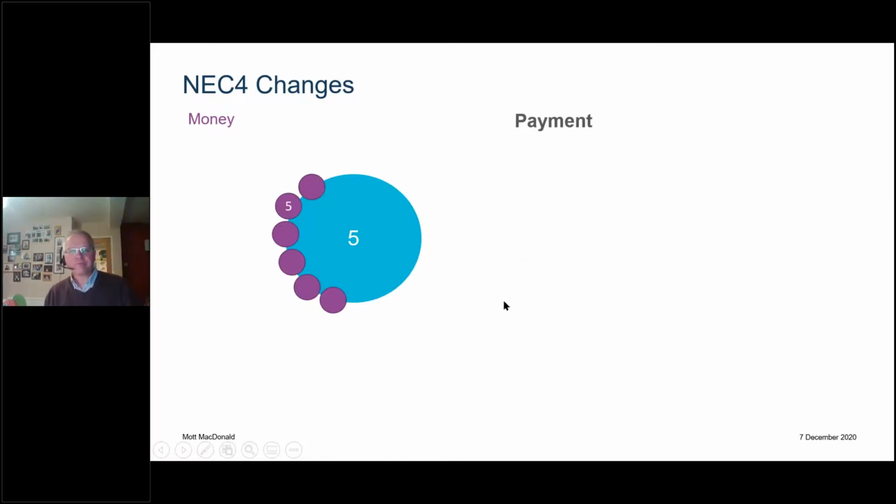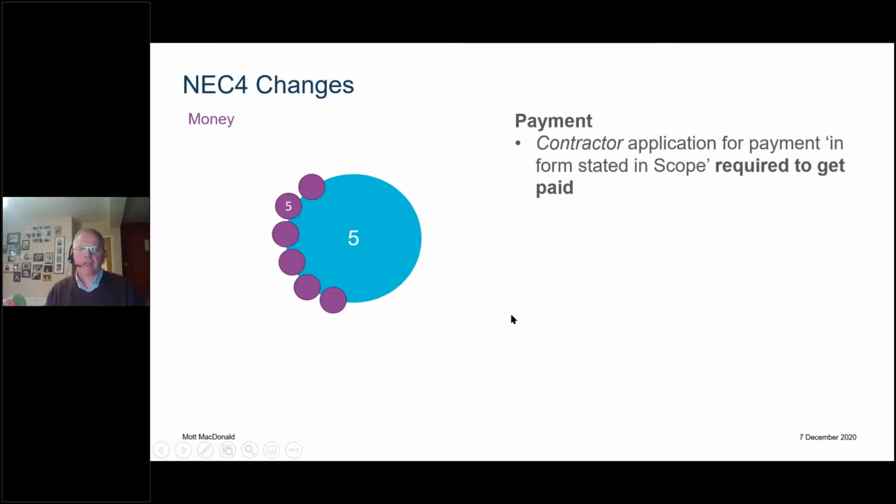I'll move on. Payment, some big changes in NEC4. A very simple one is that in NEC3, even if the contractor didn't apply for money, the PM was still required to assess it and get the client to pay. That has changed. Now, if you don't apply by the assessment date, you don't get paid any money, and you'll have to wait till the next assessment date.